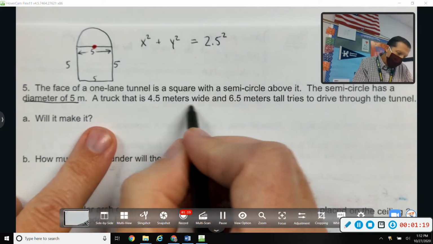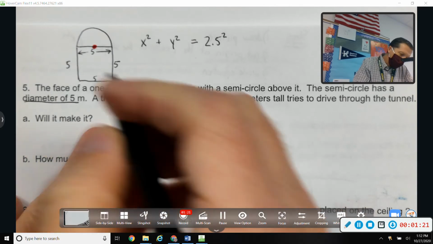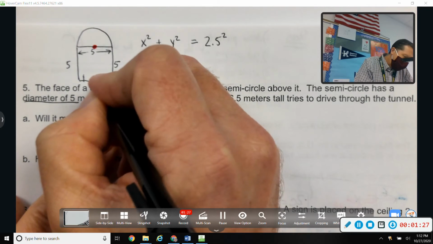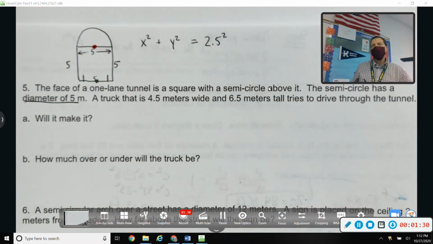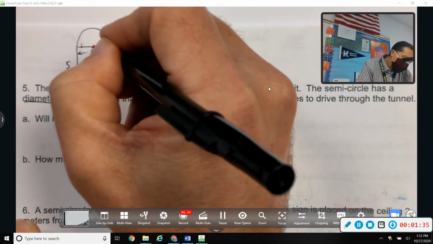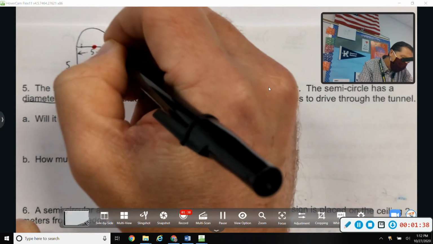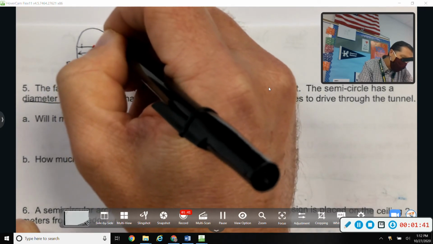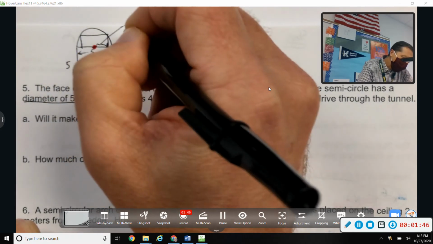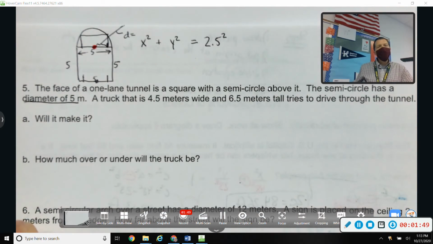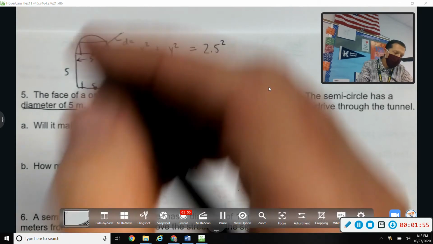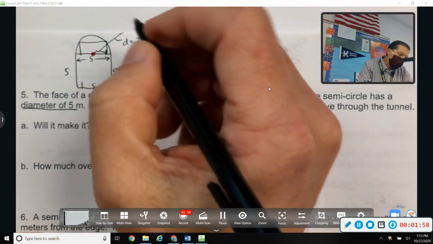All right, a truck is 4.5 meters wide, 6.5 meters tall. So 4.5 meters wide, we're assuming it's going to go right down the center. That's his best chance for making it through. So how far from the center is the right edge of the truck? I guess what distance is that? 2.25 distance from the center. So that's my x distance.